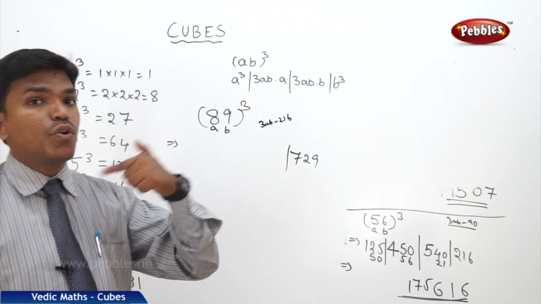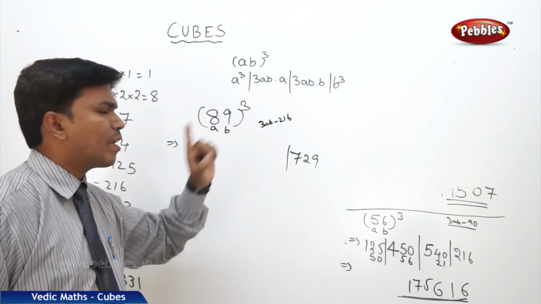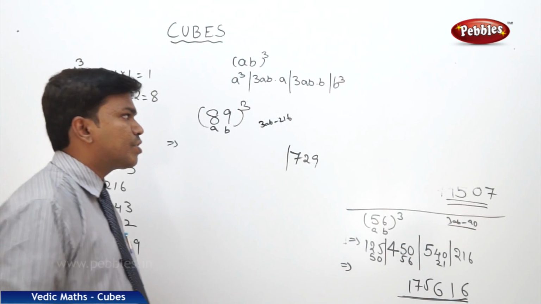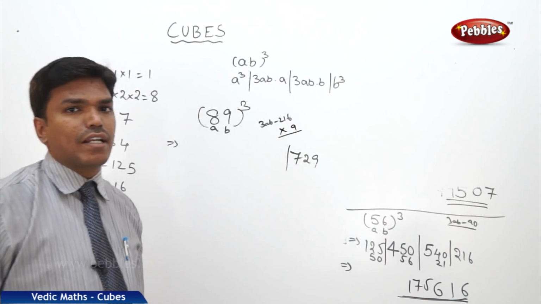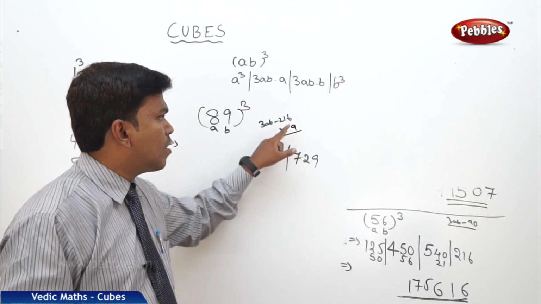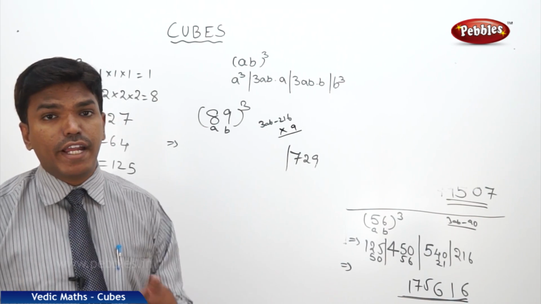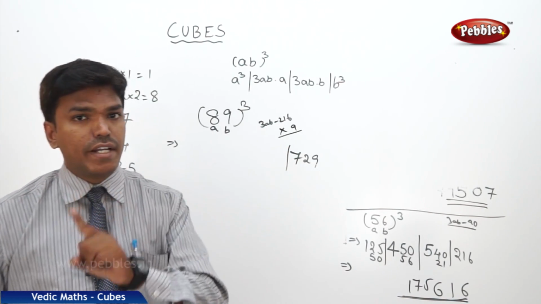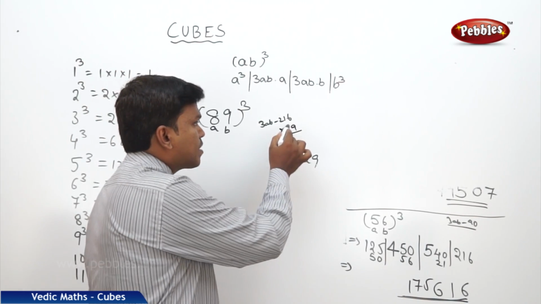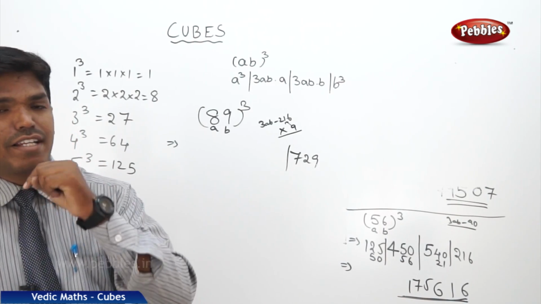Now 3ab into b, the second step from the right. So 216 into 9. How will you calculate 216 into 9? In the mind. See here, what is 9 2s are? 18. But don't take it as 18, take it as 1800. Why? Because this is in hundreds place. Keep in the mind 1800. Now what is 9 1s are? 9. But don't take it as 9, take it as 90.